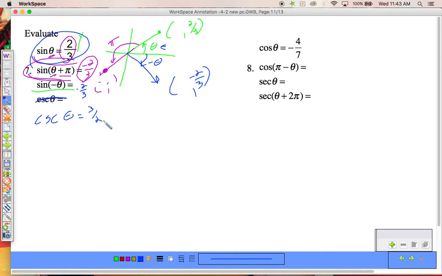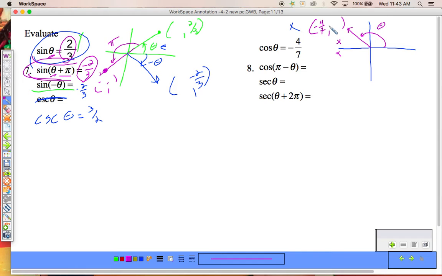All right, we'll do cosine of theta is negative 4/7. When cosine is negative, which is my x value, I'm going to be in the second or the third, because that's where my x values are negative. So I'm just going to draw it here. So this is my theta. All right, we're going to go from there. So this ordered pair has x equal to negative 4/7. Something, I don't care, it's not important.